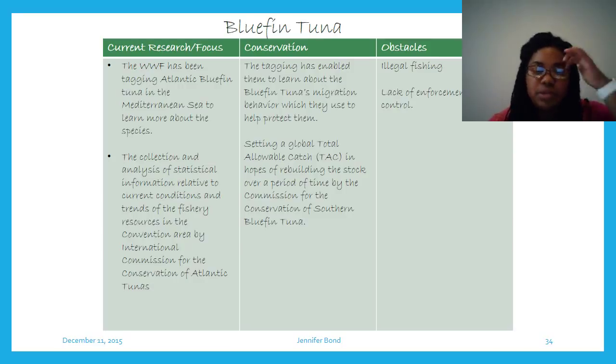And also with regards to conservation, setting a global total allowable catch helps because it helps rebuild the stock over a period of time, and this has been set by the Commission for the Conservation of Southern Bluefin Tuna. Some of the obstacles that are faced are illegal fishing and lack of enforcement and control.